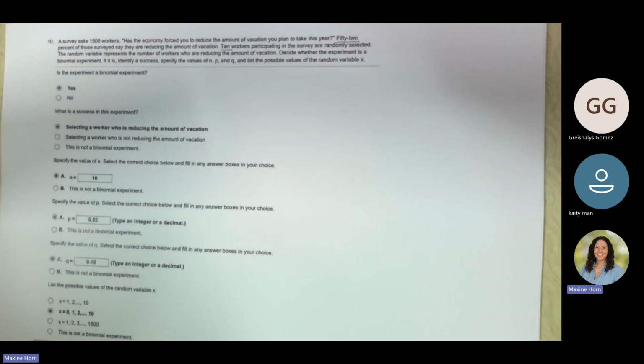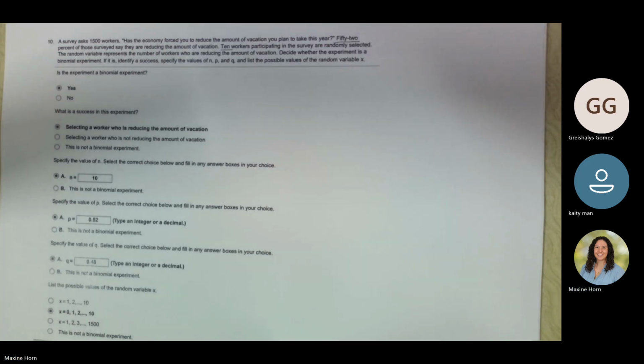10 workers participating in the survey are randomly selected. The random variable represents the number of workers who are reducing the amount of vacation. Decide whether the experiment is a binomial experiment. If it is, identify a success, specify the values of N, P, and Q, and list the possible values of the random variable X. So the first thing it wants us to do is to say, is the experiment a binomial experiment?